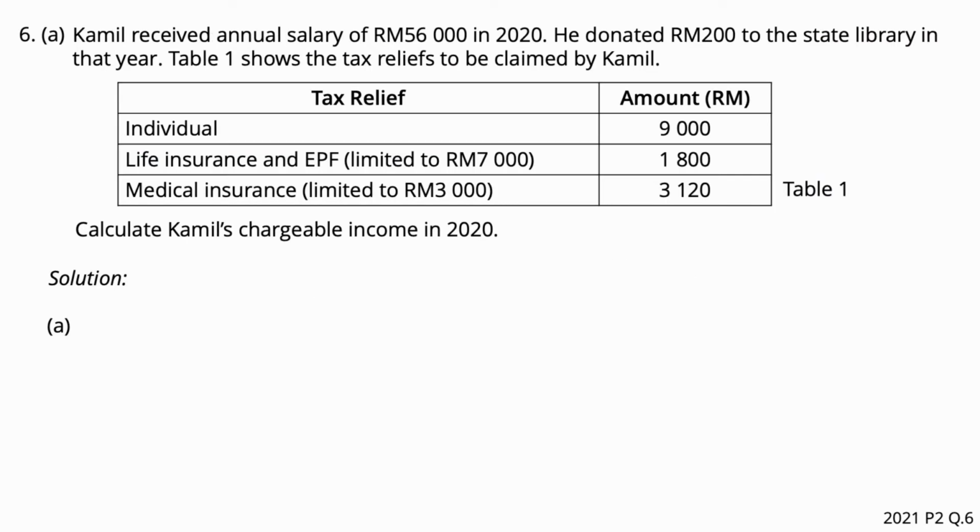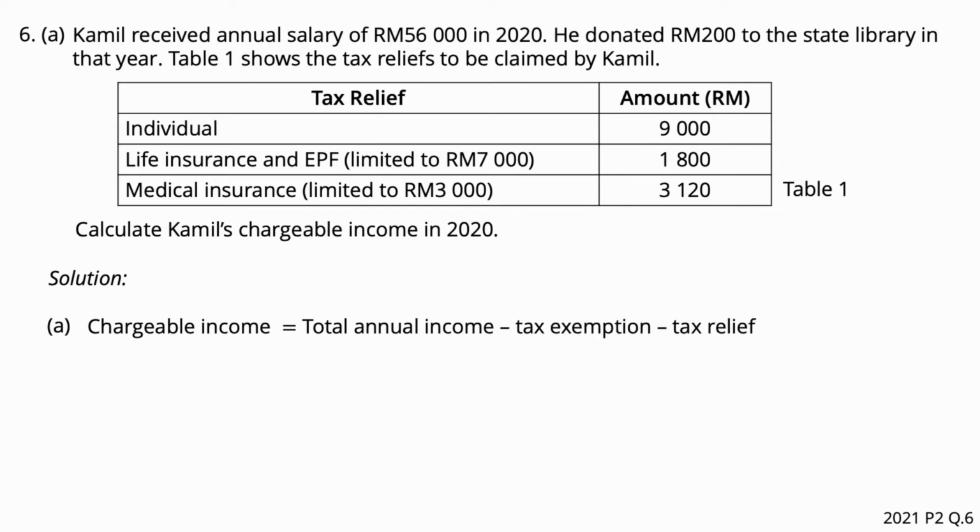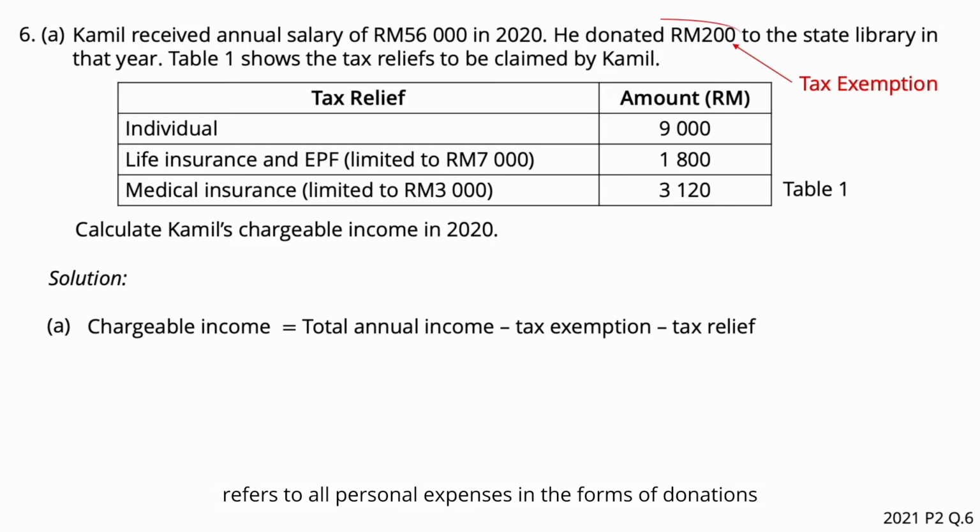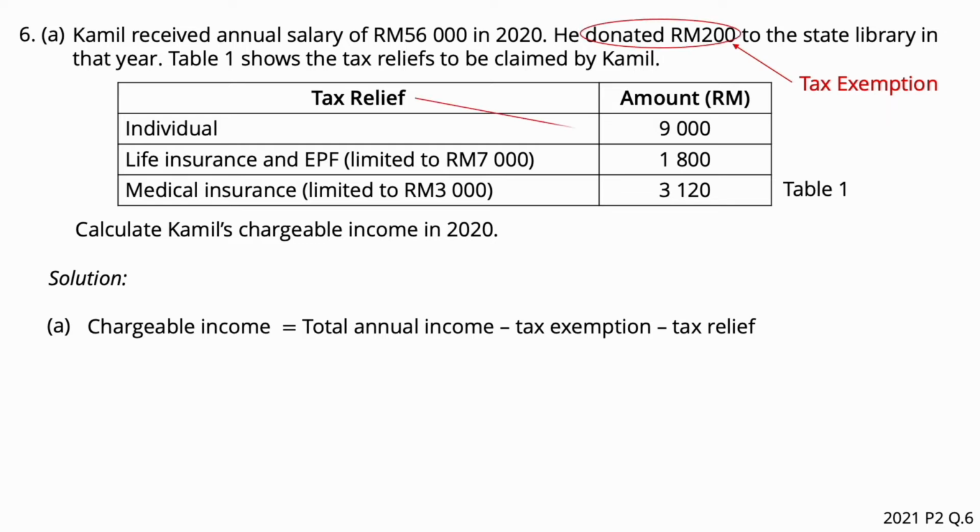Question number 6. Please pause and read the question. Chargeable income can be calculated by total annual income minus tax exemptions minus tax relief. Tax exemption refers to all personal expenses in the form of donations. Tax reliefs refer to items or expenses which are not taxed for the benefit of the individuals or family members.